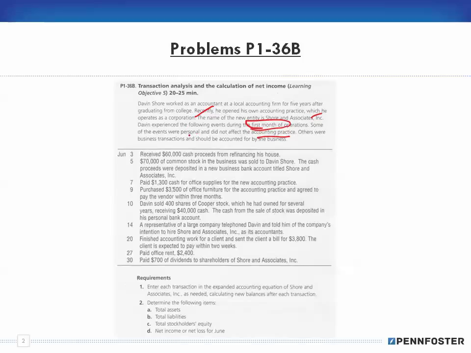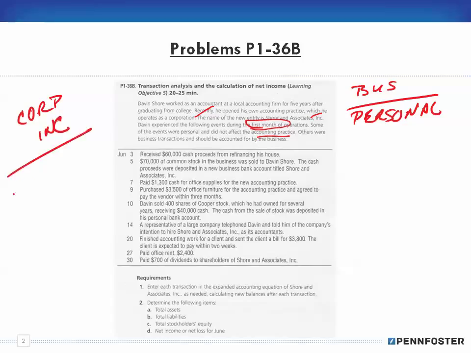When you have a corporation, it is important to keep your business transactions separate from your personal transactions. If you don't, this is what's called piercing the corporate veil. Meaning, as a quick example, when you incorporate, you are actually creating a separate entity. You're creating something out of nothing.